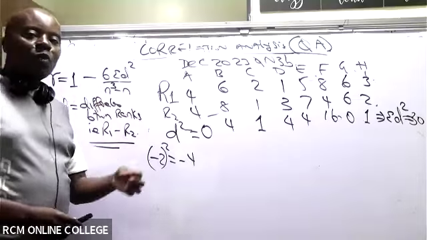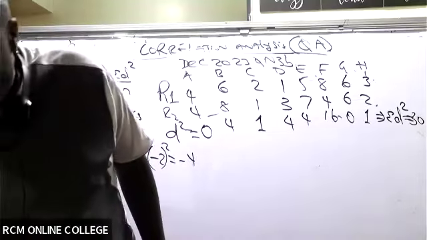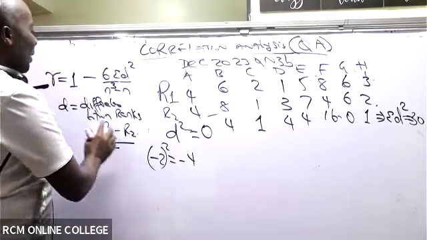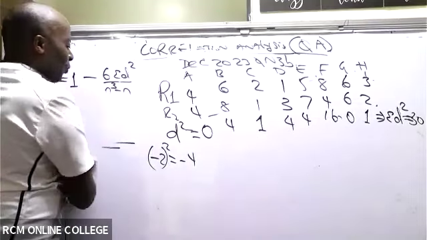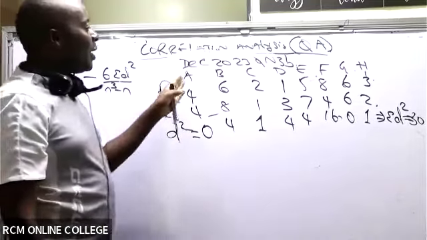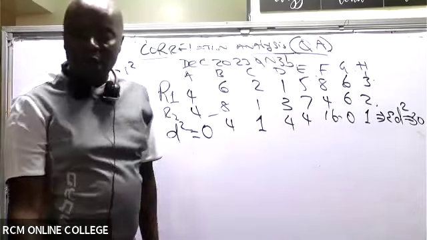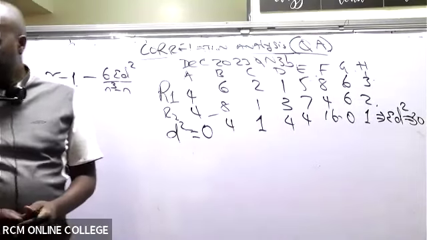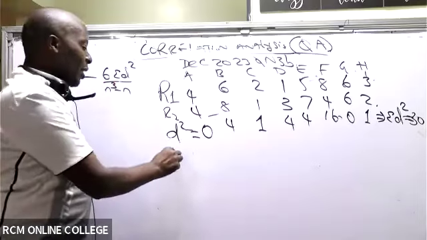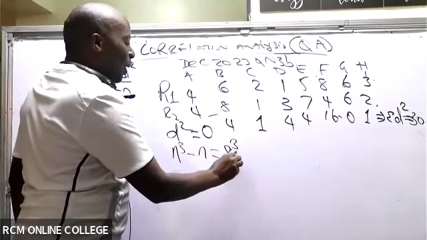The denominator wants me, first of all, to identify N. Who can give me N? N stands for number of participants. If you count here, 1, 2, 3, 4, 5, 6, 7, 8. So we have 8 participants. N is 8. And you see in the denominator, they want N cubed minus N, which is 8 cubed minus 8.